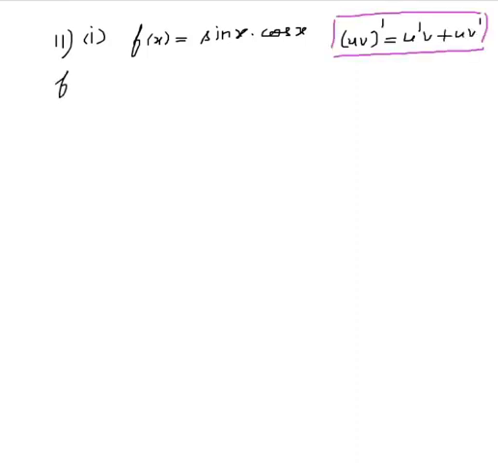Now question 11, first subdivision. Find the derivative of the following functions. f of x is equal to sin x into cos x. We will use product rule here. (uv) the whole dashed is u dash v plus u v dash. f dashed of x is equal to (sin x) dash into cos x plus sin x into (cos x) dash.